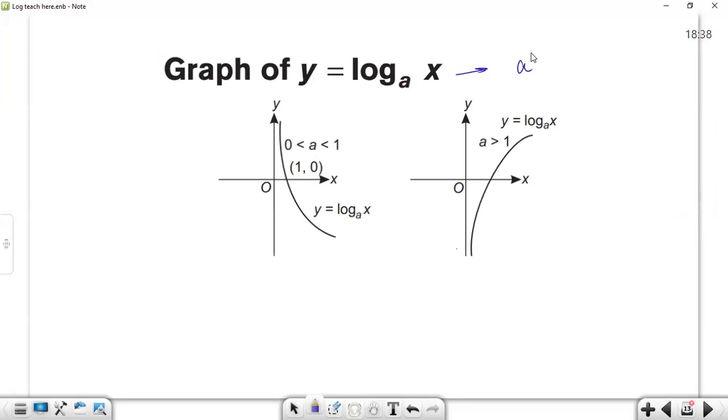a to the power y is equal to x. So this is the graph of y equals logarithm of x to the base a. Now, a, we discussed earlier, should be positive and a cannot be 1.